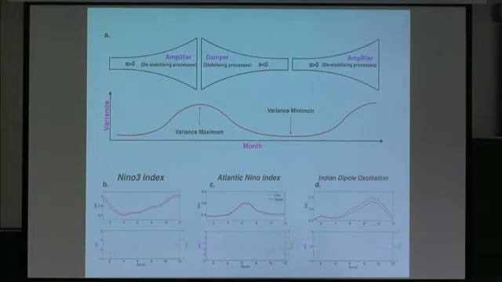Also, I want to show that this time series method works really well for other tropical climate indices, the Atlantic Niño and the Indian Ocean Dipole oscillation.